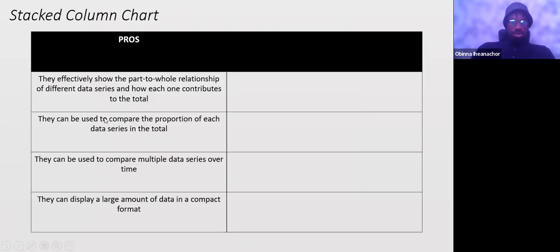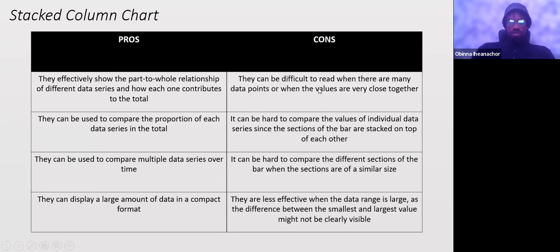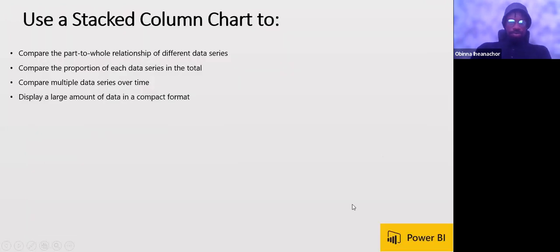So let's see some pros. It effectively shows you part-to-whole relationships, can be used to compare the proportion of each data series, can be used to compare data series over time, very important, and can display a large amount of data in a compact format. And the cons, right: it can be difficult to read when you have several data points. Hard to compare values of individual data series. Can be hard to compare different sections of the bar when they are of similar size. Less effective when the data range is large.